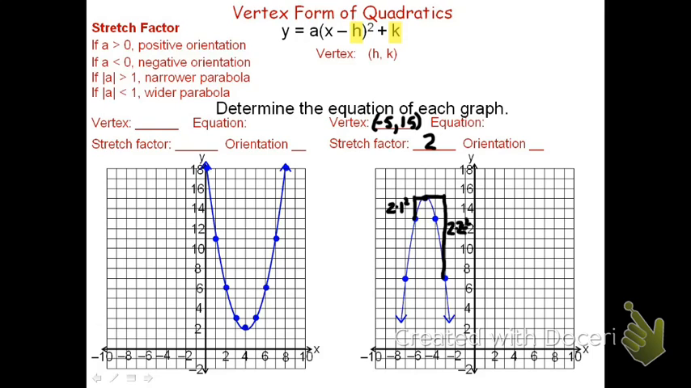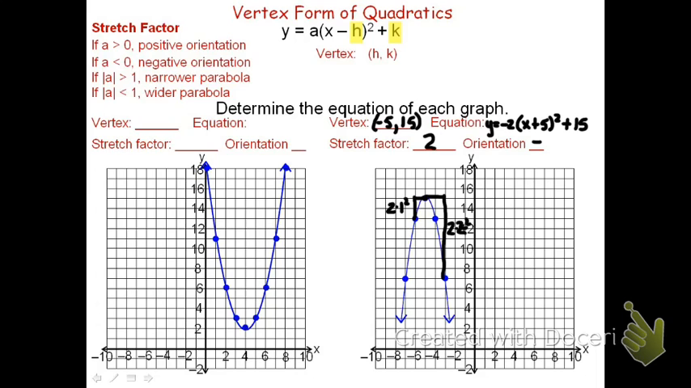This parabola opens downwards, indicating we have a negative orientation. Putting this together, we would know that the a value is negative 2. When we write the equation, we'll say y equals negative 2 quantity x minus. Now the horizontal shift is a negative 5. When I do the x minus, I'll make that x plus 5, quantity squared. And then the vertex has been shifted 15 units up, so we'll end it with a plus 15. This equation is y equals negative 2, quantity x plus 5 squared plus 15.